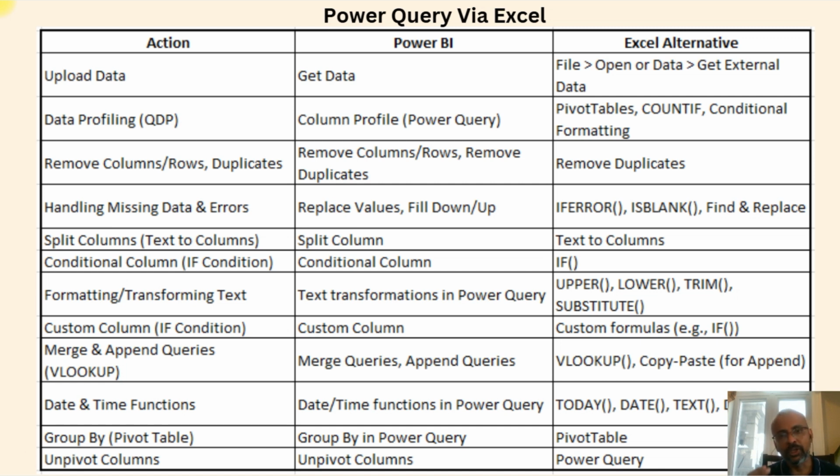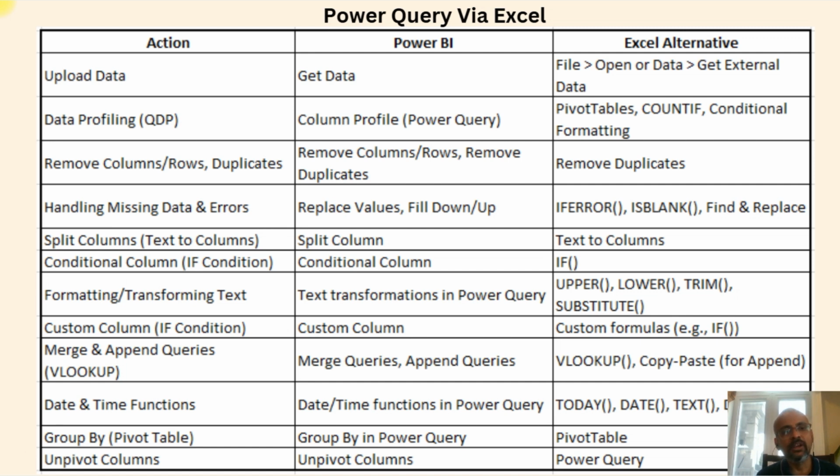Now, when I say Power Query via Excel, you have something called uploading data, right? In order to do an analysis, it's very important that we upload the data. So in Power BI, we use a Get Data option where we upload data from various sources. In Excel, there are alternatives, like we go to File, then Open, and get external data and all those things.